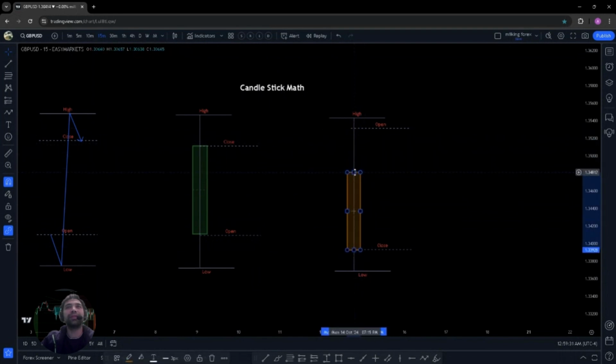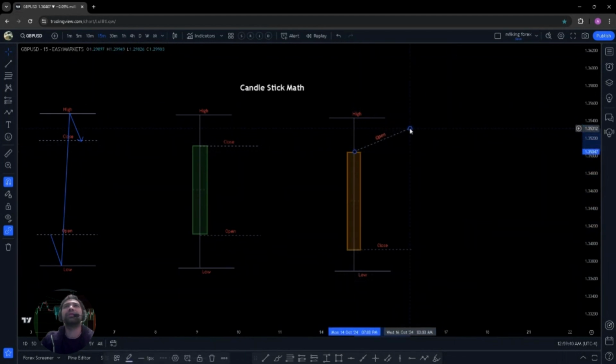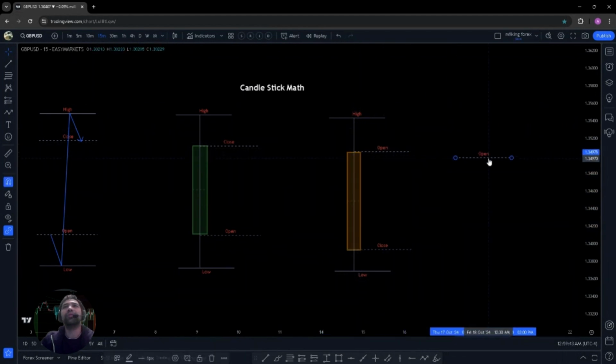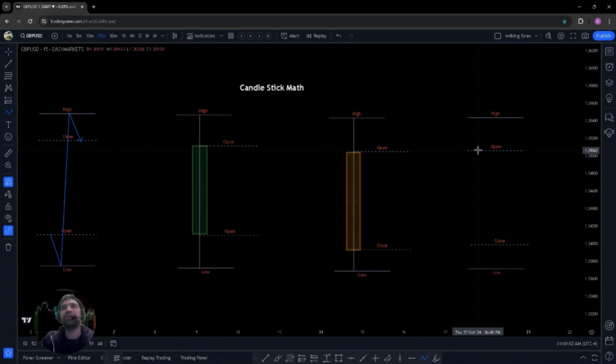Similarly, let's make it like that, and let's leave it like that. So this is the open. This is around where the price is opening, right? This is the high, this is the low, and this is the close. As you can see in the bearish candle, the price opened around here, then formed a high. This is the opening value.